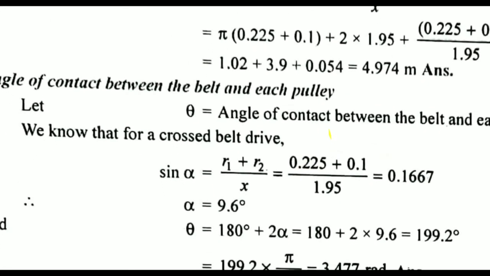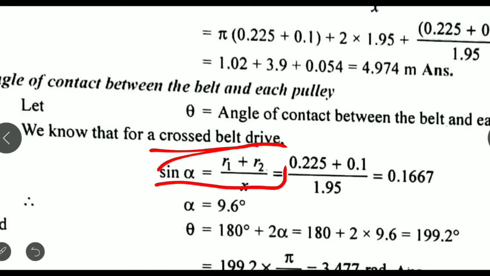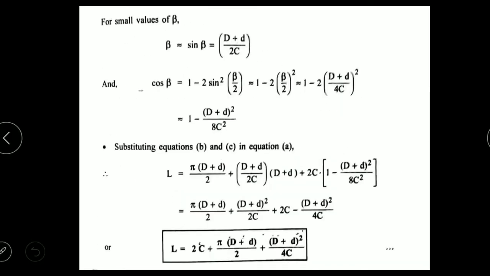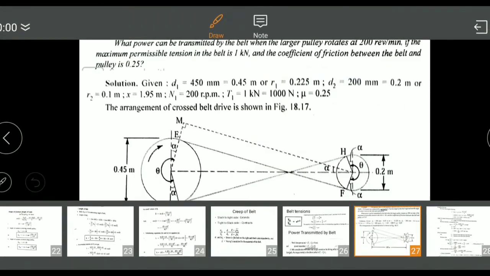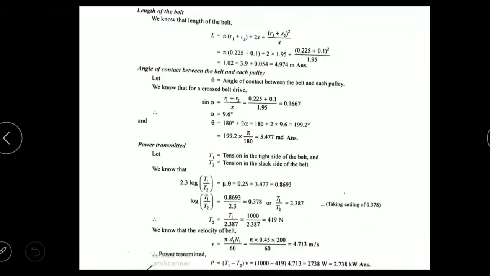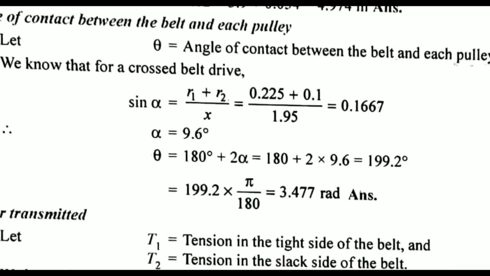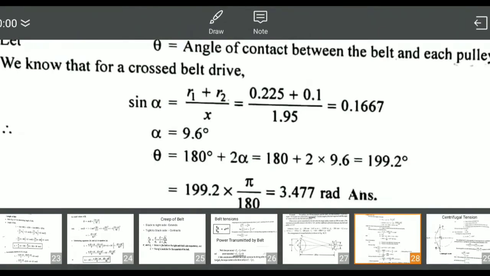Now for the cross belt drive, we are very familiar with this. Sin alpha we have seen in the derivation, (d1 plus d2) divided by 2c, correct. So that value we will have to add here. This is a cross belt drive, so sin alpha is (D plus d) divided by 2c, this value we need to add here. Now by adding this, we will get alpha. Alpha is something like 9.6 degrees.